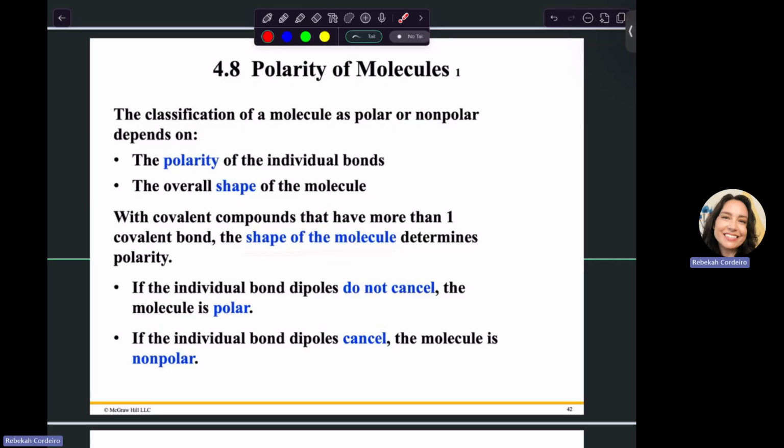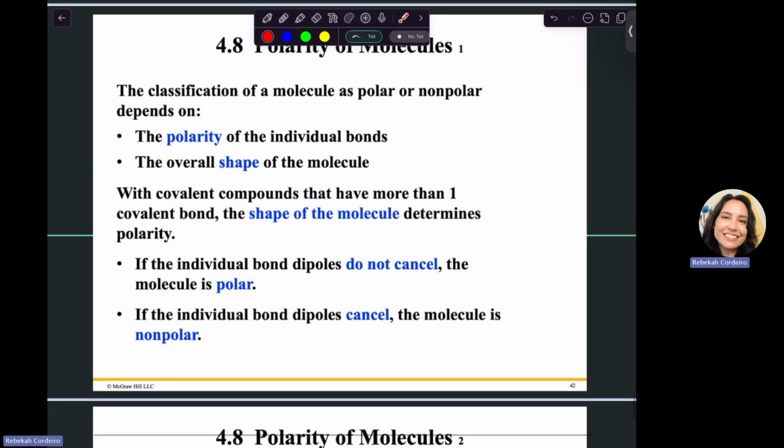And so that's what I was just saying. And sometimes the polarity of the individual bonds doesn't really matter. We will sometimes have to look at both. So when we're looking at the shape, we're looking at a couple of things.